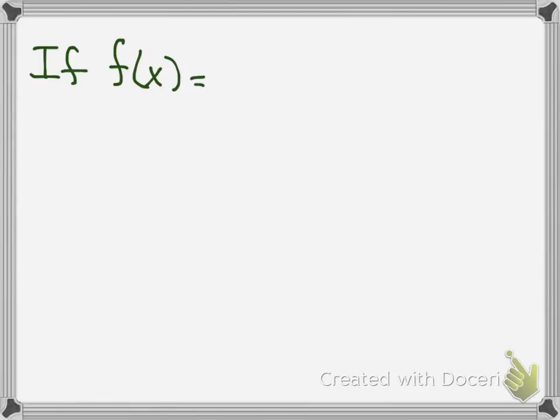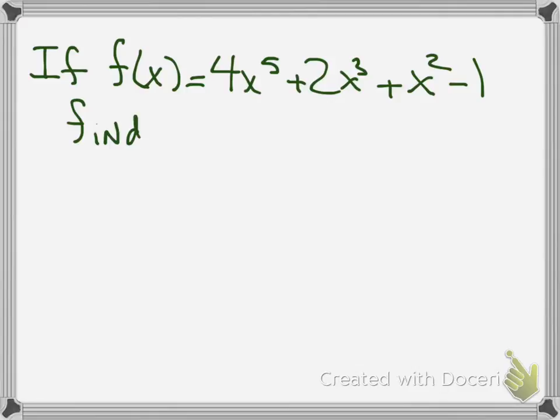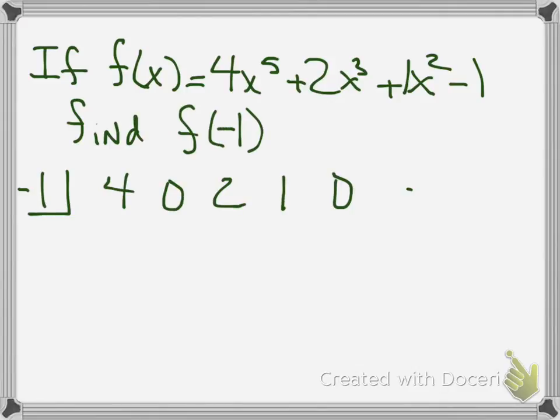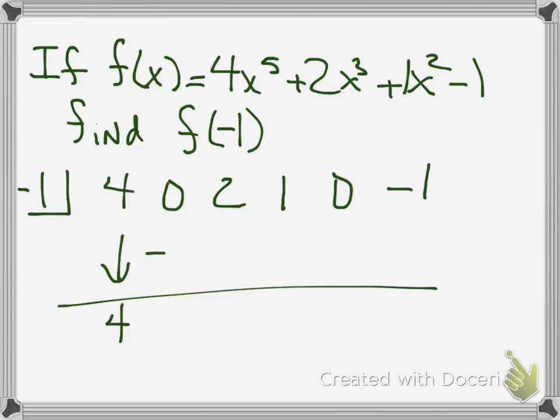If f of x was 4x to the fifth plus 2x cubed plus x squared minus 1, find f of negative 1. Okay, again, negative 1. I skipped the x to the fourth and the x. So notice that since it was x to the fifth, I had to have 0 for x to the fourth. This is very important that you do not miss the zeros. I noticed on the last test, some of y'all were skipping; if it missed in two spots, you only gave me one 0. You got to give me both. So you got to pay attention and make sure you're noticing what is what.